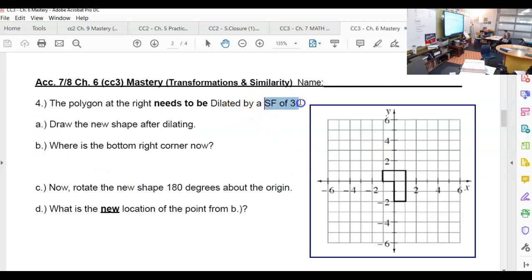We are going to dilate by a scale factor of 3. It needs to be dilated by a scale factor of 3. We're going to do that and then answer the questions. And we're going to rotate 180.